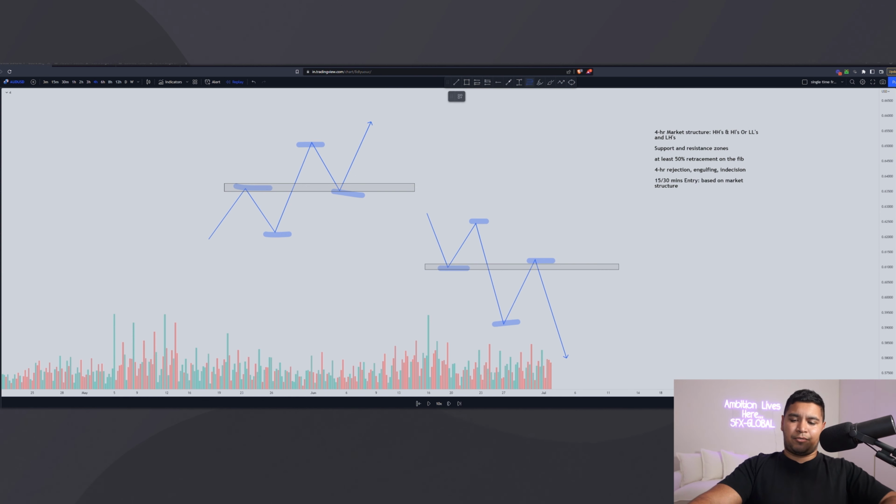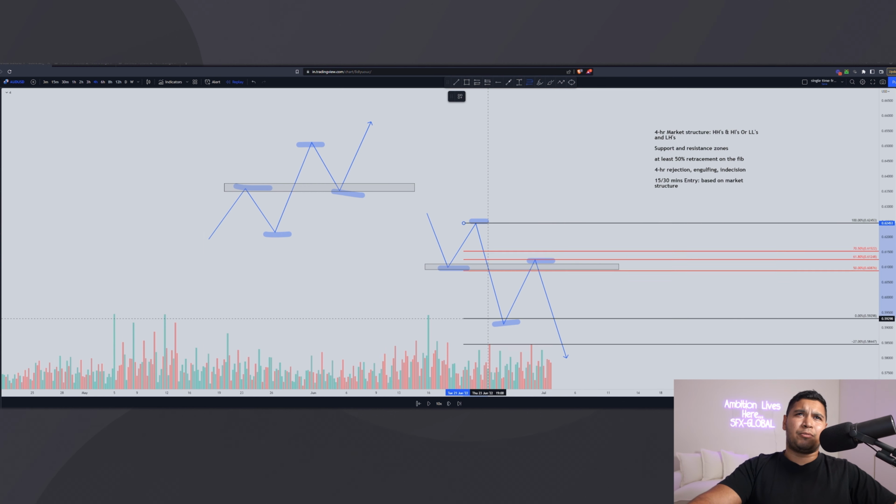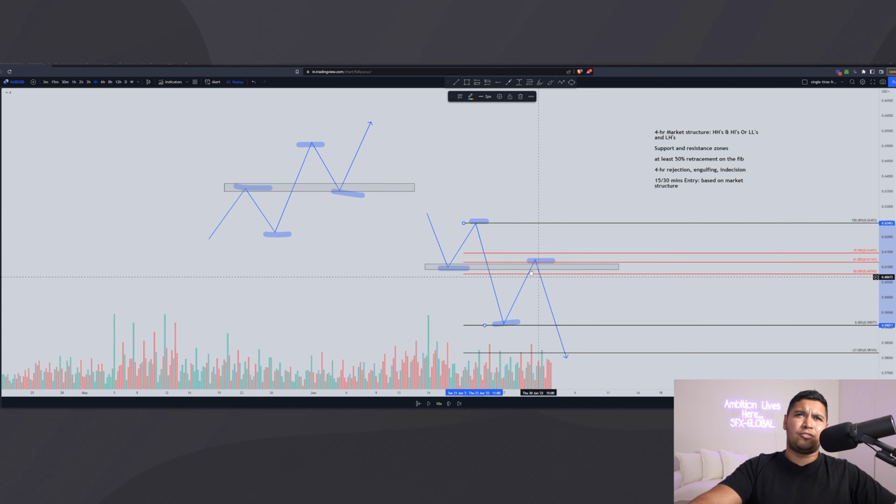Similarly, in a sell setup, we want to use our Fibonacci tool from the previous high to the new low, and we want to wait for at least a 50% pullback with confluence with our previous support broken here, acting as resistance.